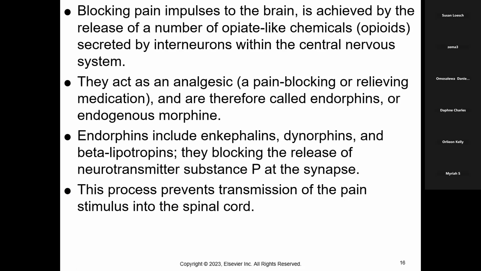Okay, so we can block the pain impulses to the brain when the body releases those enkephalons and that endogenous morphine. Okay, this is what it's talking about. The body releases opiate-like chemicals from the interneurons. You have to know that part. Where is it released? From those interneurons. And they act as a pain blocking or pain relieving medication. So they're called endorphins or endogenous morphine. And this includes enkephalins, dynorphins, beta-endorphins, and they're blocking substance P to prevent pain. Got to know that.